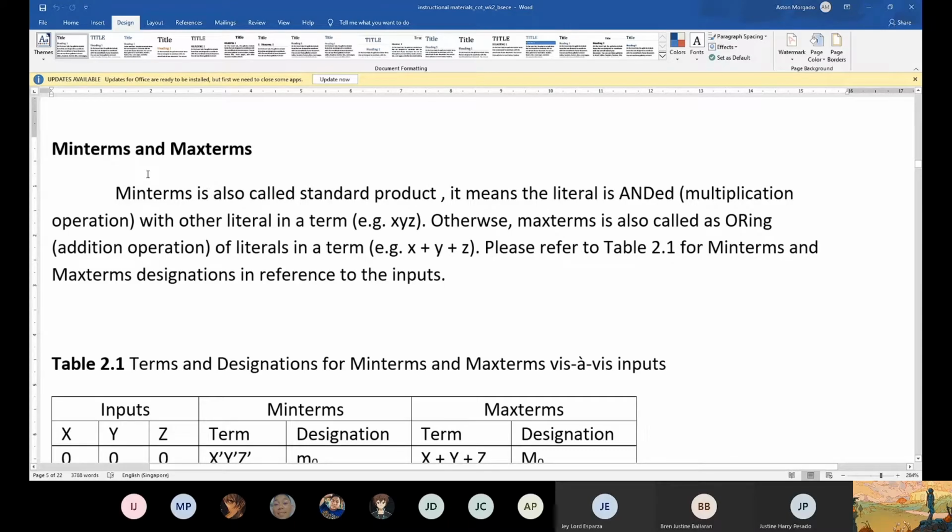So, dito tayo sa Minterms and Maxterms. Minterms is also called standard product. It means the literals are ANDed. In a logic circuit, when we say ANDing, it's actually a multiplication operation. With the literals, yung mga letters, halimbawa ito, X, Y, Z, we call those letters literals. So when you say X, Y, Z, that means you have 3 literals.